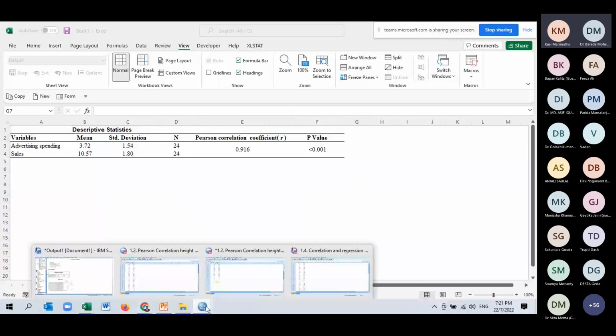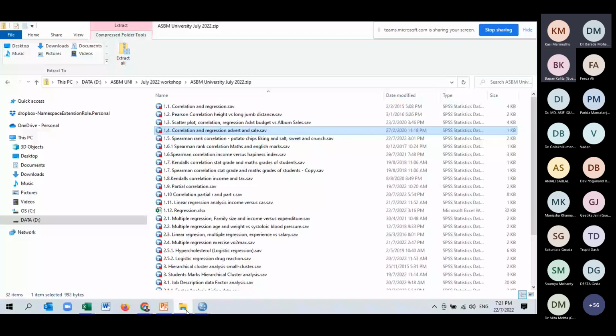Shall we go to the next exercise? After 10-15 minutes, I may give you a break. Okay, please go to the file, Spearman rank correlation, 1.6. 1.6.1, Spearman correlation, income versus happiness.